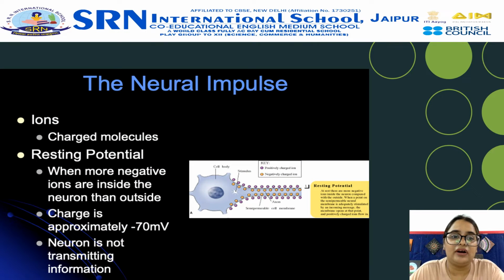Now we have the neural impulse. I would like to explain this in detail. We have ions, which are charged molecules, and then I just said a term which is known as resting potential. When more negative ions are inside the neurons than are outside, this is known as resting potential. The charge becomes approximately minus 70 millivolt, and the neuron is not transmitting information here.